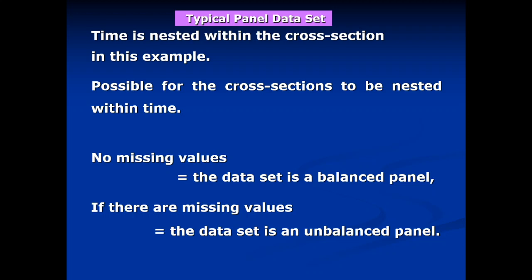It is possible for cross sections to be nested within time. And here there are no missing values, hence the data set is a balanced panel. And if there are missing values, the data set is an unbalanced panel.